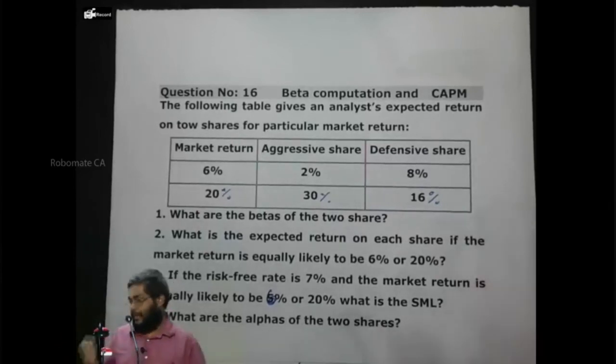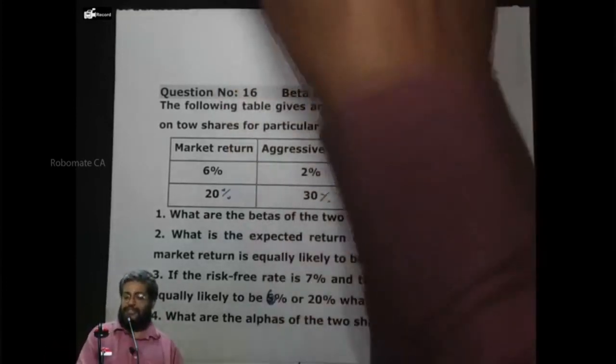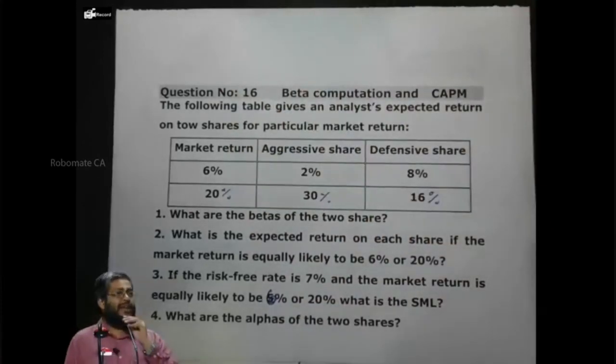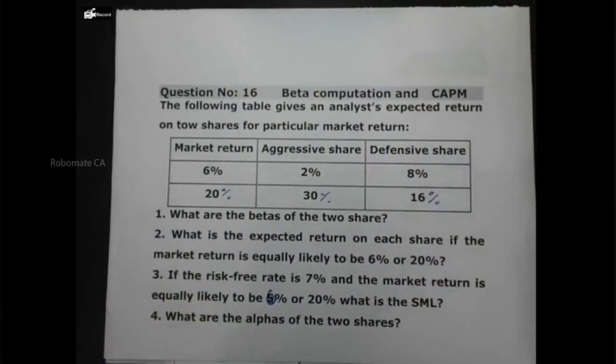Can we start now? Let us understand the question in perspective before we start doing the solution. I am looking at three investments. Can you name the three investments? Investment in market portfolio, investment in aggressive share, investment in defensive share. Three assets I am looking at. Market also is a portfolio only. Everybody understood what I am saying?